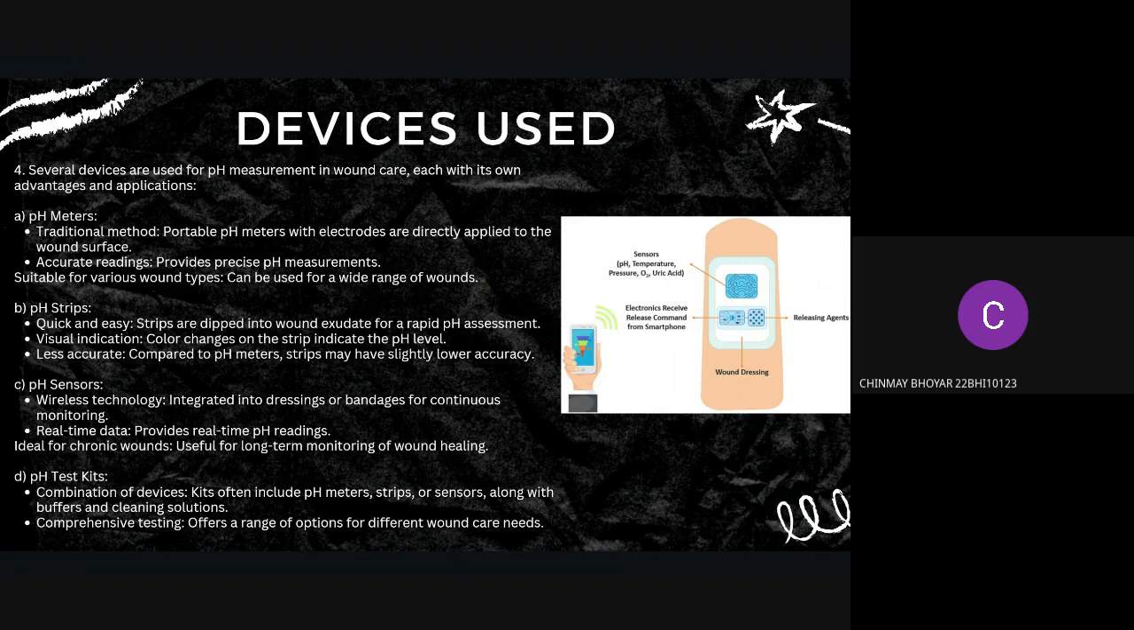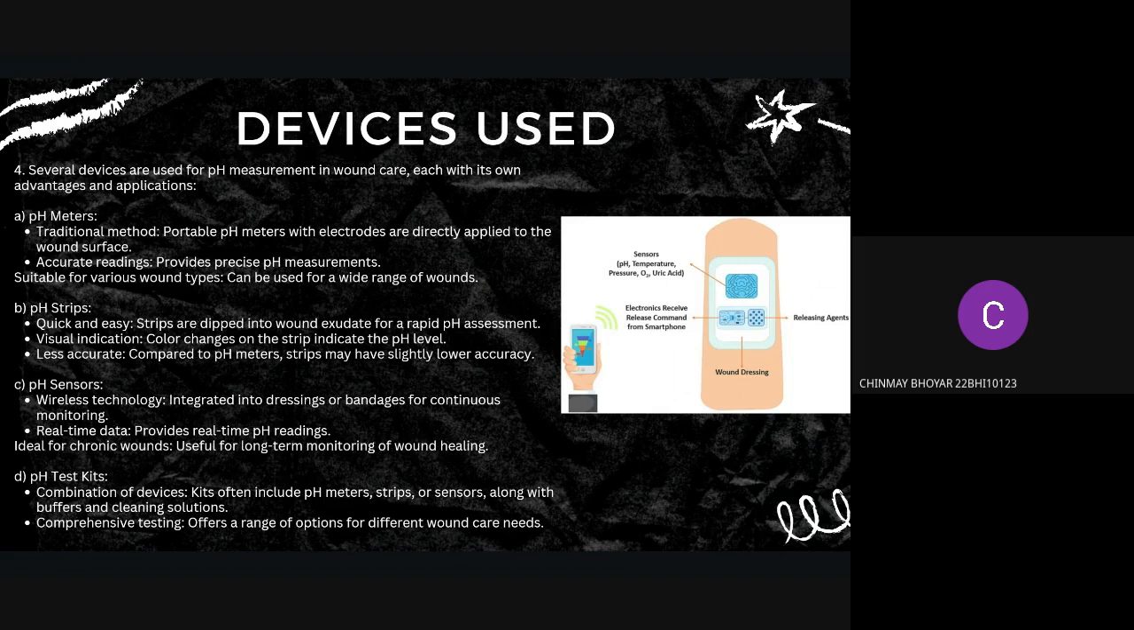Next come pH strips. They are quick and easy to use, and are dipped or placed in contact with the surface of the wound for pH assessments. The change in color gives a visual indication that the pH level has changed. Although they are quick and easy to use, they are less accurate compared to pH meters.